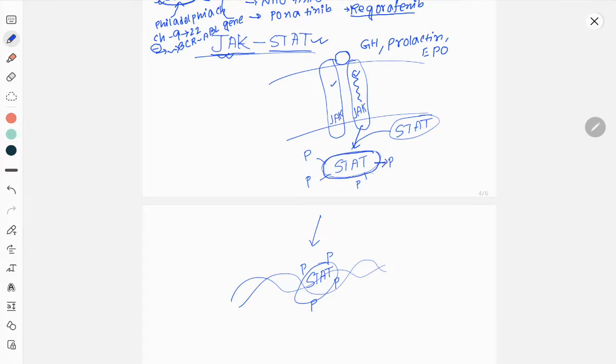This phosphorylated STAT protein is nothing but the active form of STAT. This active form of STAT will go and bind to the hormone receptor element in the DNA. Hormone receptor element is a part of DNA which will be further transcribed and translated into mRNA and protein subsequently, and this protein will manifest all functional responses of this hormone. So this is about JAK-STAT kinase receptors.